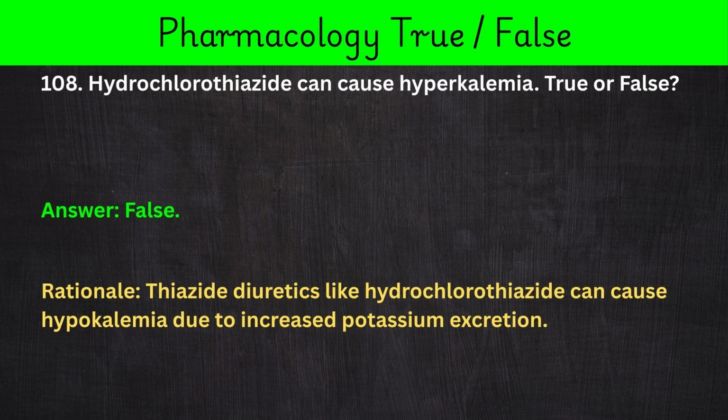108. Hydrochlorothiazide can cause hyperkalemia. True or false? Answer: false. Rationale: thiazide diuretics like hydrochlorothiazide can cause hypokalemia due to increased potassium excretion.